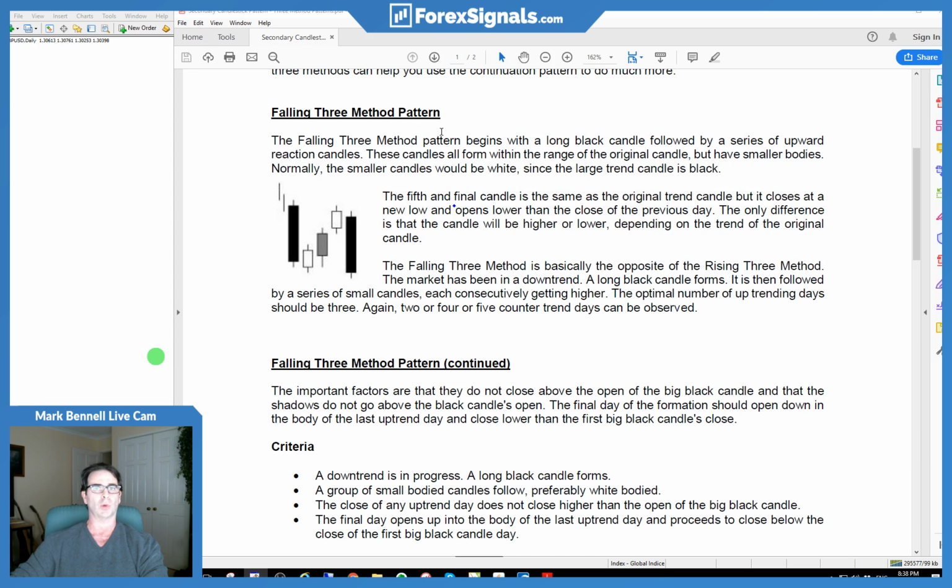So the falling three method pattern begins with a long black candle followed by a series of upward reaction candles. These candles all form within the range of the original candle. So here's the range of the original candle. These candles here are still within the range, but have smaller bodies. Normally the smaller candles would be white, since the large trend candle is black.